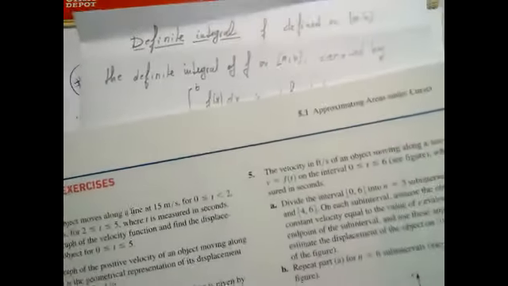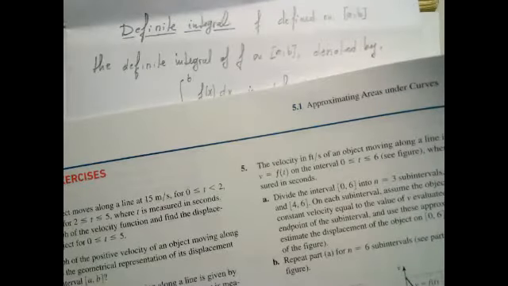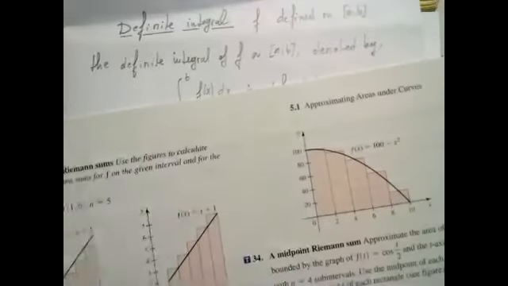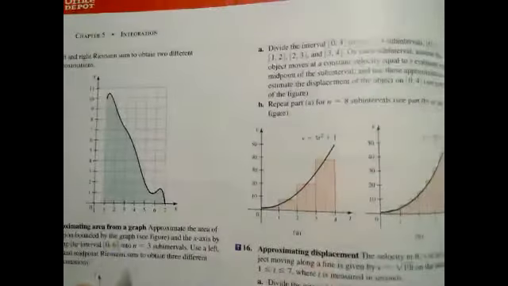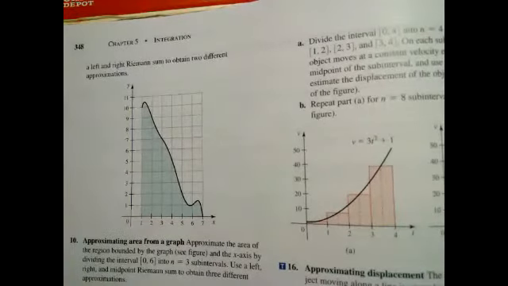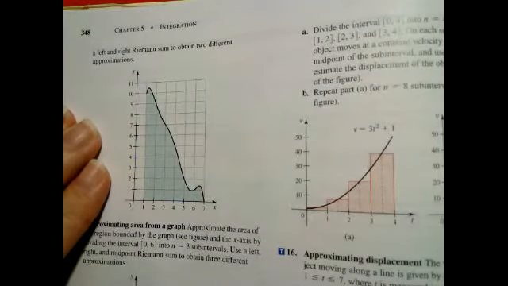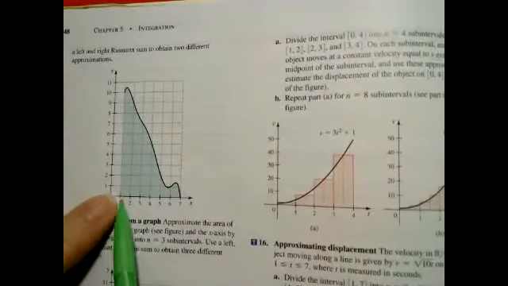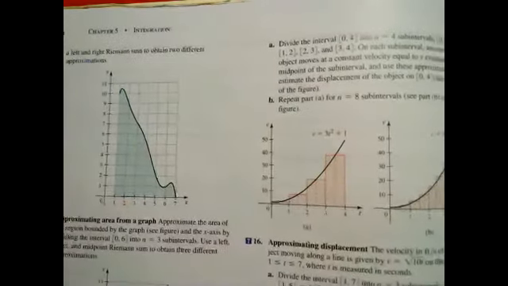Okay. So the question is, approximate the area of the region bounded by the graph and the x-axis by dividing the interval [1, 7] into 6 subintervals. Let's look at the picture right here. That's my graph, and we have to approximate the area. Of course, that's a function that's curving, so we need to approximate the area using 6 subdivisions and left and right Riemann sums, which obtain 2 different approximations.